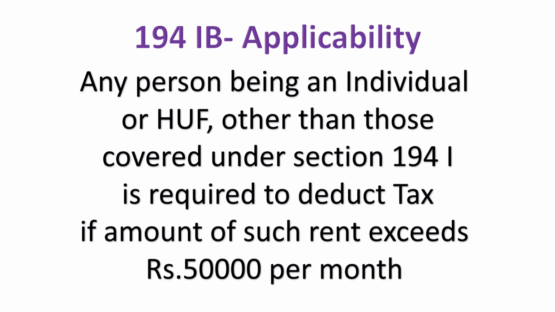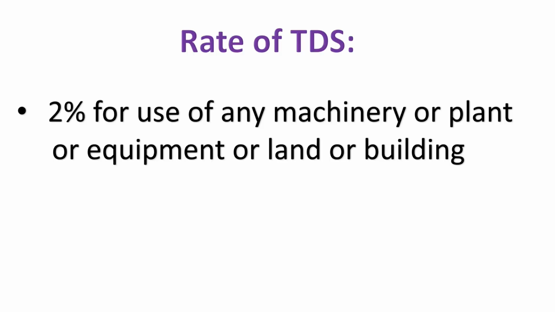Now we will discuss section 194IB. Section 194IB is applicable when an individual or HUF who is not subject to tax audit is paying rent to a resident person if the amount of such rent exceeds rupees 50,000 per month. So what is the rate of TDS? The TDS will be deducted at the rate of 2% on all of land and building, plant and machinery, and furniture and fixtures.